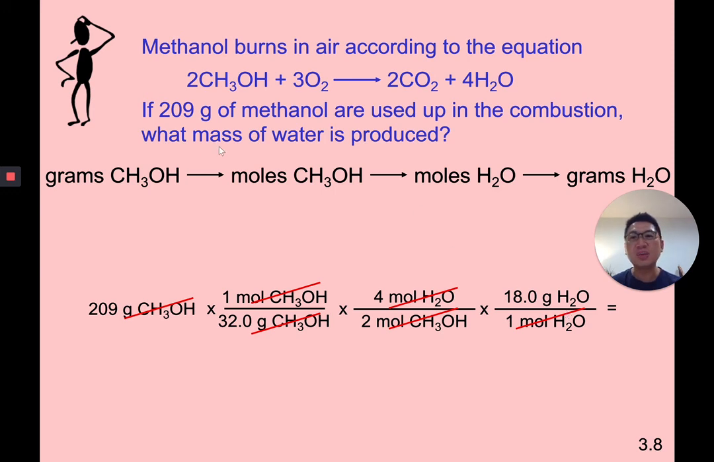The question is, what is the mass of water produced? Mass in grams. So what will that be? It'll be 209 times 4 times 18, all divided by 32 and 2. On a calculator to 3 significant figures, that is 235 grams of water. So again, the question was, if you had 209 grams of methanol used up in a combustion, what mass of water is produced? It is 235 grams to 3 significant figures.